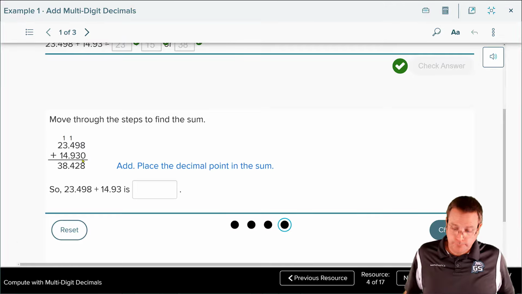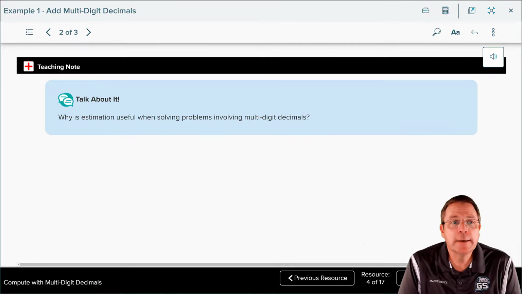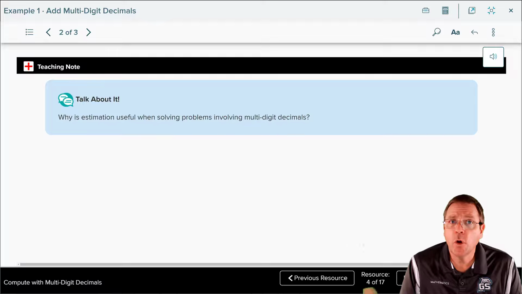on your paper. So why is it a good idea to estimate your problems before you solve them like we did here? It lets you know if you're in the ballpark. If you end up with a final answer that's way far off from your estimate, we call that a clue in police work that you might have done something wrong and need to go back and check your work again.